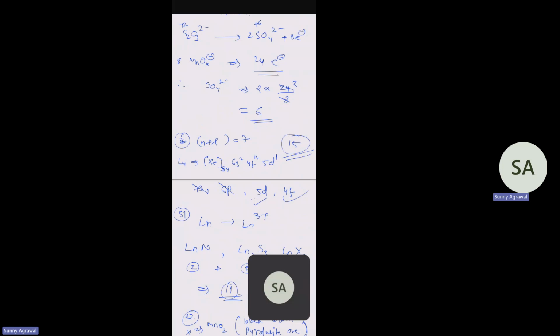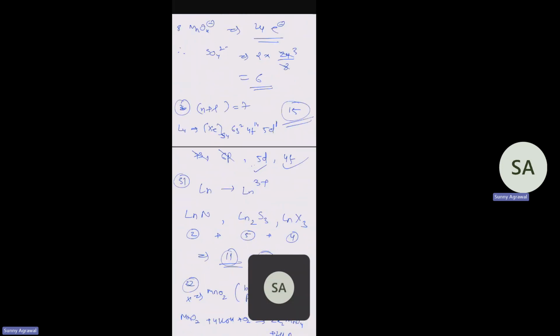Okay, so n plus l should be satisfied for Lu. Now we have to check first the configuration of Lu, which has atomic number 71. Now n will be greater than l, you have to remember that, which means l cannot be equal to n. So we will take first n equals 7 and l equals 0, we will get 7s. Similarly, 6p, 5d, and 4f will satisfy this value.